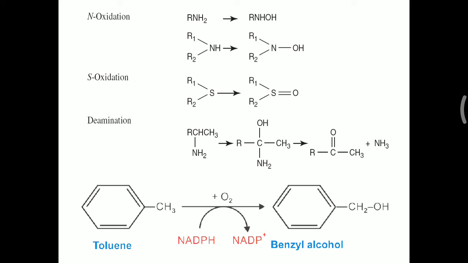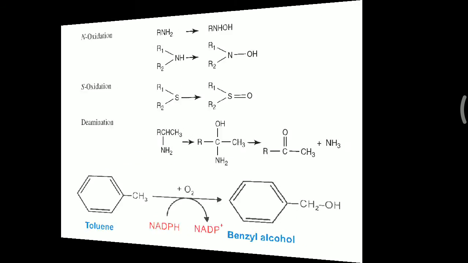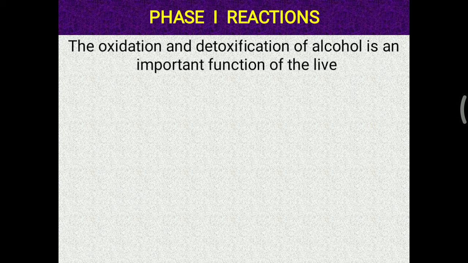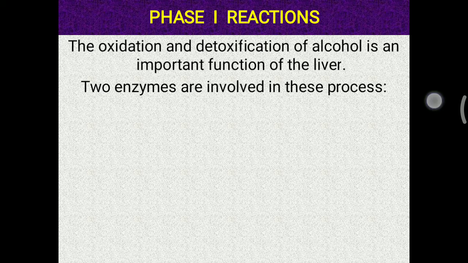Another one, over an aromatic molecule, is toluene being converted into benzyl alcohol. These are all the important reactions related to phase 1 oxidation. The oxidation and detoxification of alcohol is the best example that you have to remember. It is an important function of the liver. We have already seen alcohol metabolism. For that, two enzymes, alcohol dehydrogenase and aldehyde dehydrogenase, are needed. So two enzymes are involved in this process.